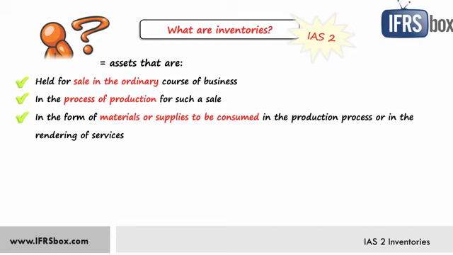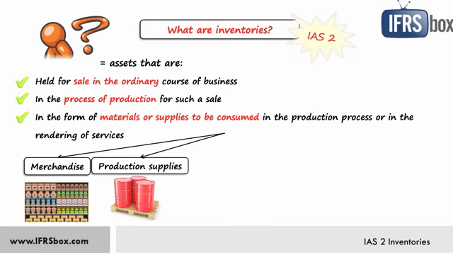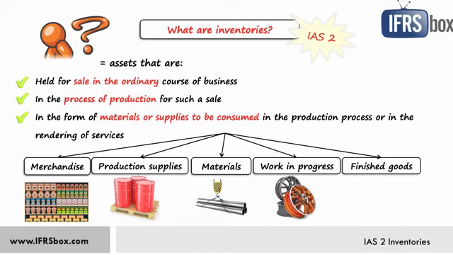What can you consider inventories? What are the examples of inventories? Merchandise or goods purchased and held for resale, for example, in the supermarket. Production supplies, for example, some petrol, oils, or anything used in the production process. Materials like raw materials, iron, aluminium, whatever you need. Work in progress or semi-finished products. And of course, finished goods that you produce. For all these items, you need to apply IAS 2 Inventories.